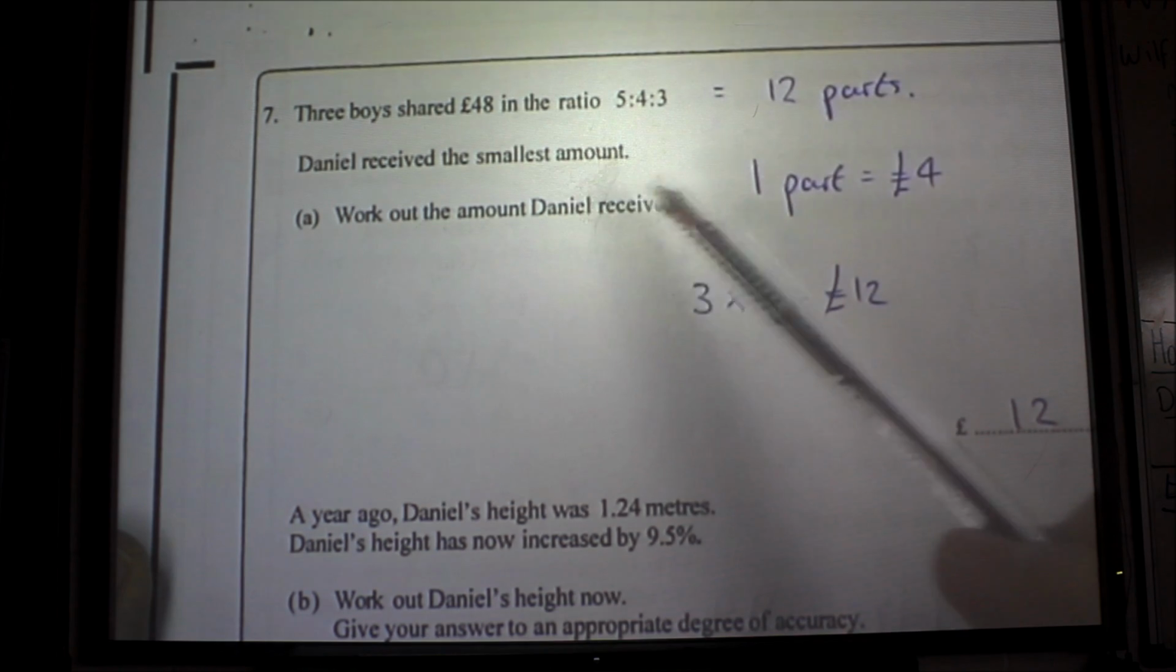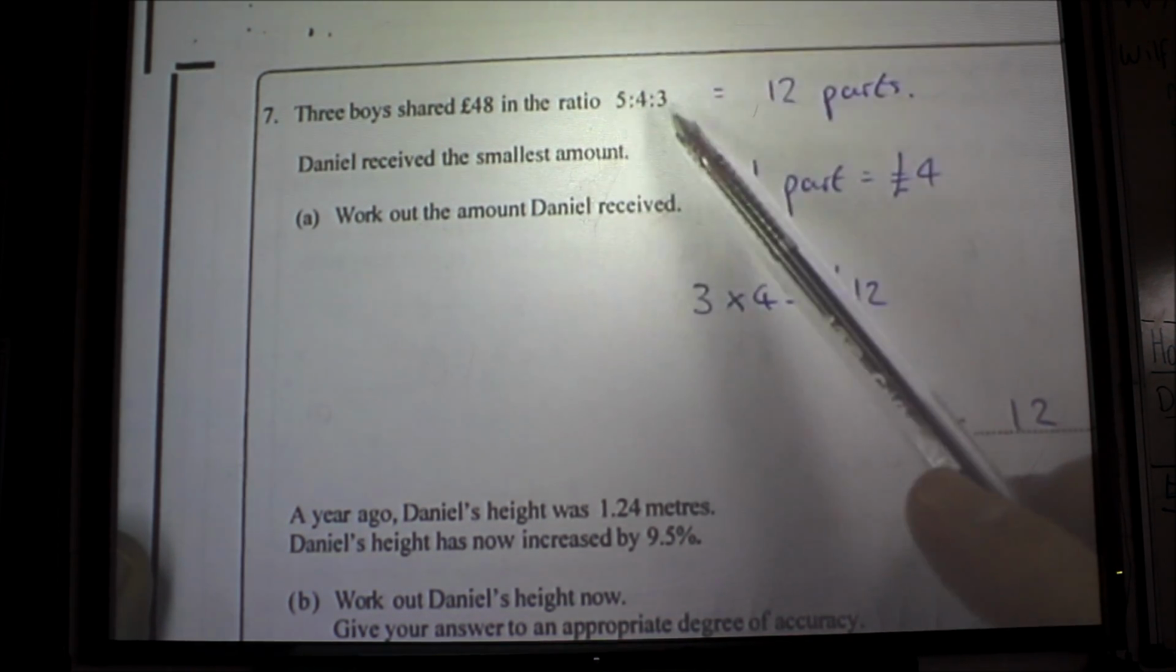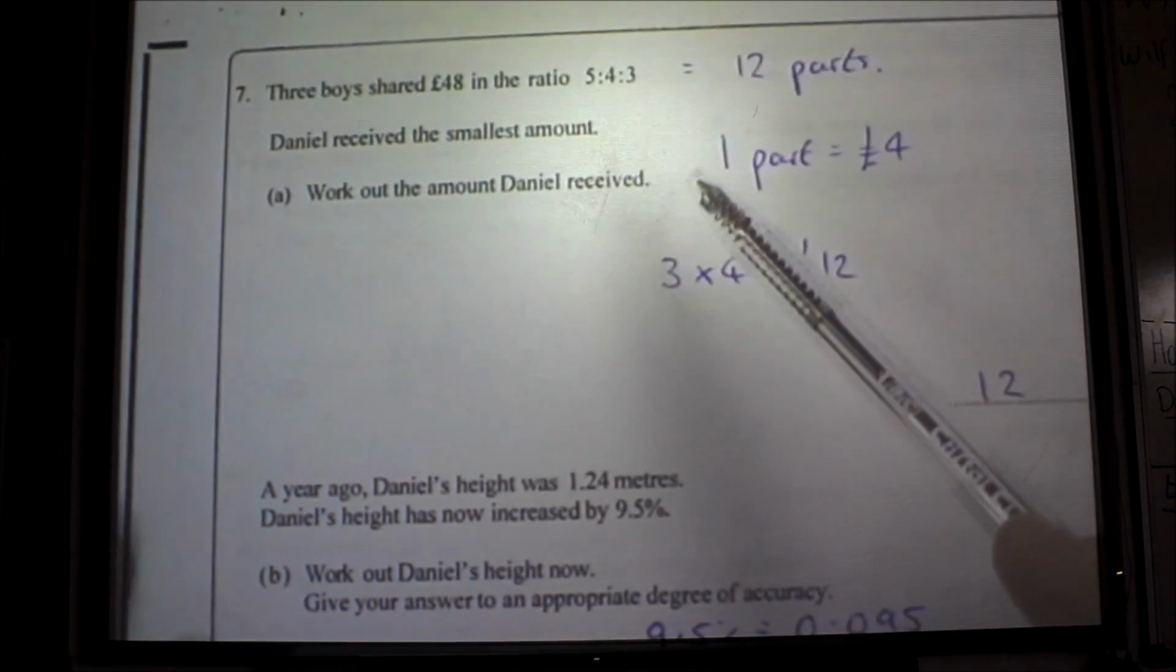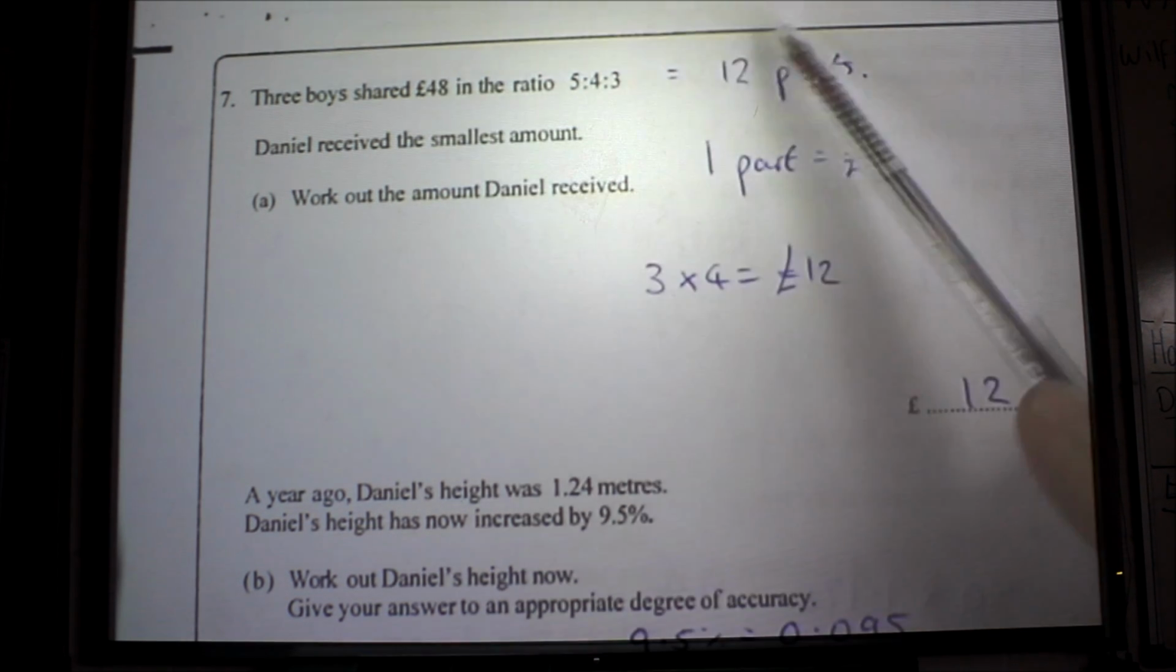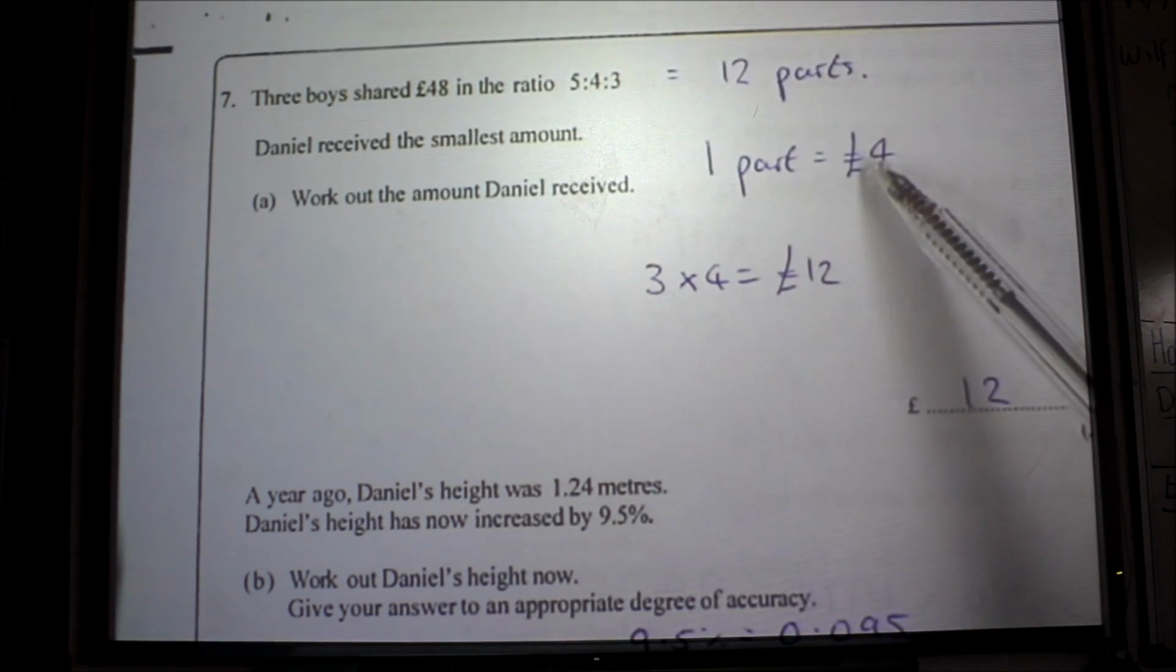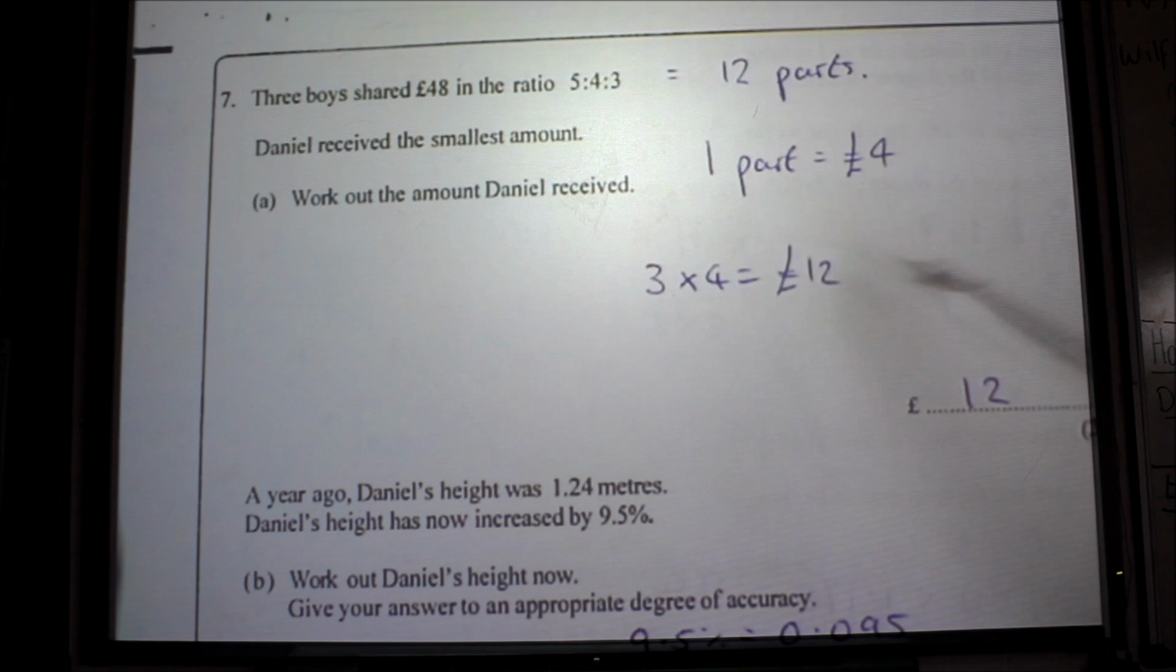Question 7. 3 boys shared £48 in the ratio 5 to 4 to 3. That's 12 parts. Daniel received the smallest amount, so Daniel is probably the 3. How much did he receive? Well, it's 48 quid altogether, and there's 12 parts. So 1 part is £4. The smallest bit is 3 parts, so 3 4s are 12. That's how much Daniel gets.